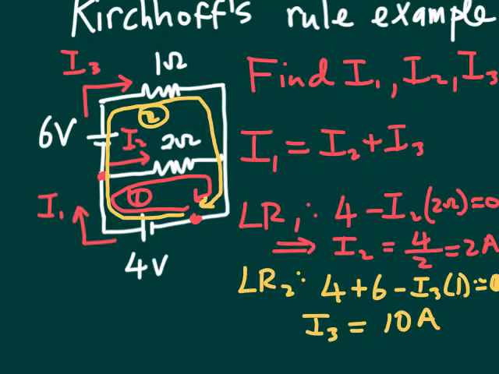Now that we have I2 and I3, if we bring in the junction rule, it says I1 equals I2 plus I3. Therefore, I1 is equal to 2 amps plus 10 amps, which equals 12 amps.